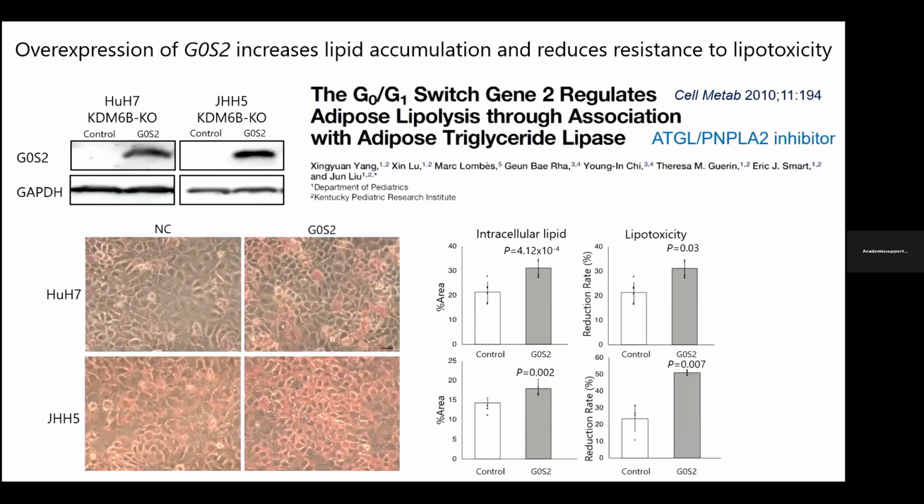The significance of the G0S2 pathway was validated by reverse examination. In KDM6B knockout cells, G0S2 overexpression increased intracellular lipid accumulation and reduced resistance to lipotoxicity. These results confirm the mechanism that decreased KDM6B expression contributes to acquisition of resistance to lipotoxicity via decreased G0S2 expression, suggesting the therapeutic targets.